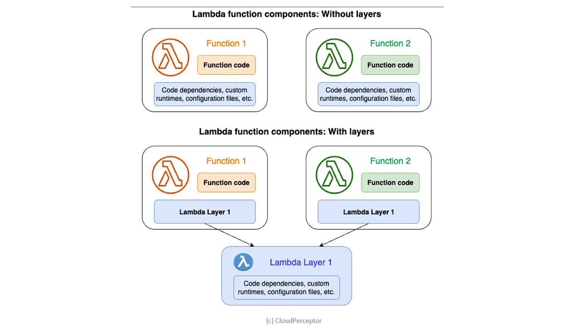So here are the two types of Lambda functions we have created. One is without layers, and second one is with layers. As you can see, when we are using layers, both use the same Lambda layer. So I have two functions over here, and each of these functions can use a common layer. The first one, without layers, is cumbersome to maintain the code dependencies, custom runtime configuration, etc.